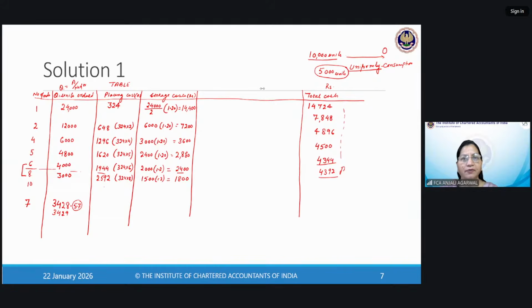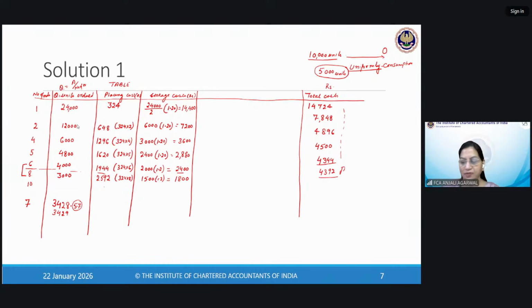We have divided 24,000 by 2 because if you are ordering 24,000 units in one go, on an average, you will be holding 12,000 units. So 24,000 divided by 2 is 12,000, and 12,000 into 1.20 is 14,400. Similarly, I have divided 12,000 by 2, which I have not shown here, so it's 6,000.